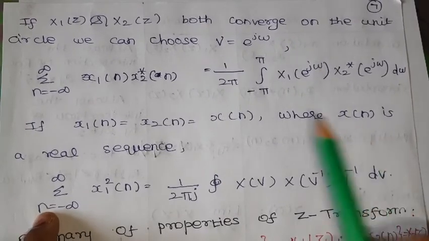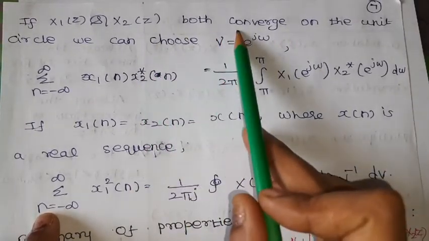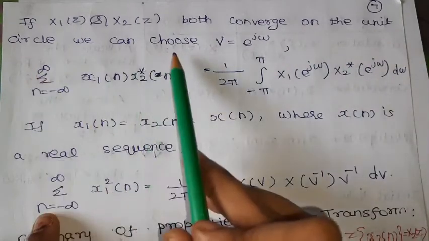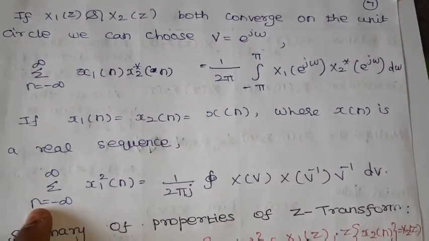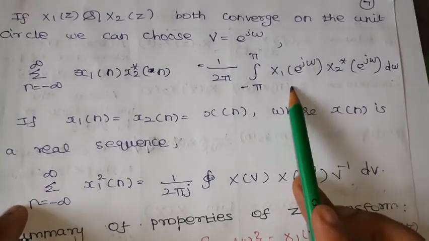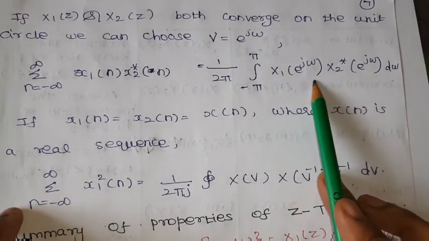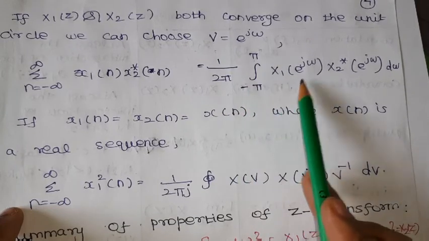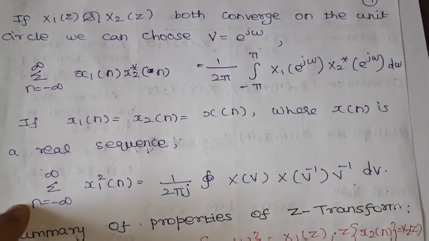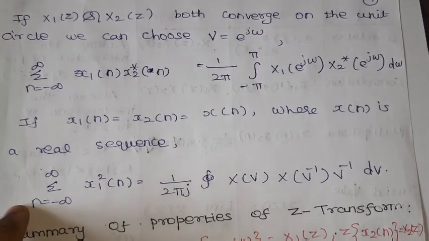If x1 of z and x2 of z both converge on the unit circle, we can choose v equal to e power j omega. Substituting e power j omega, we will get 1 by 2 pi integral over minus pi to pi x1 of e power j omega into x2 star of e power j omega into d omega.